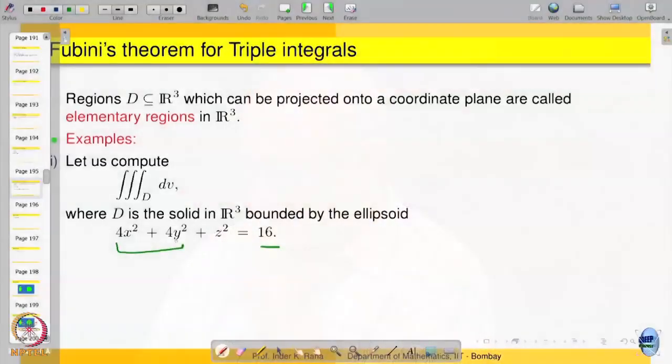Let us project it onto the xy plane, that means z is equal to 0, you get 4x square plus 4y square equal to 16. So, what is that? That is the region R, that is the projection. So, R is 4x square plus 4y square equal to 16. So, that gives me.